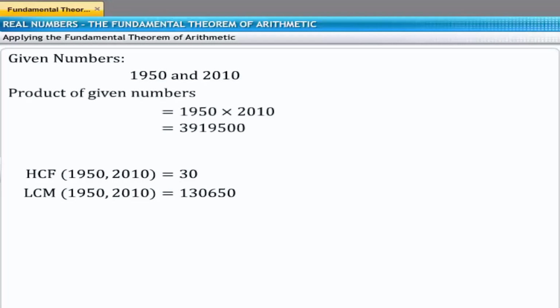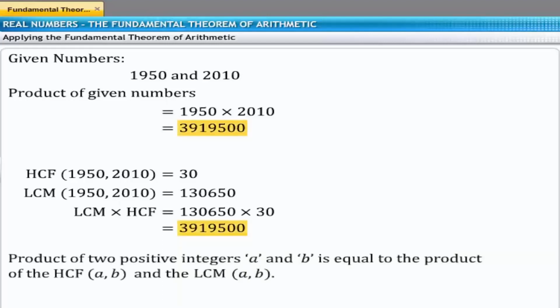Let us find the product of 1950 and 2010. First, let us find the product of the HCF and LCM of the given numbers. What do you observe? Note that the product of the given numbers is equal to the product of their HCF and LCM. This result is true for all positive integers and is often used to find the HCF of two given numbers if their LCM is given and vice versa.